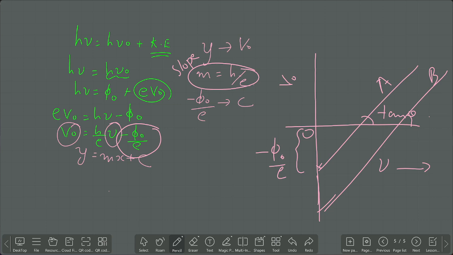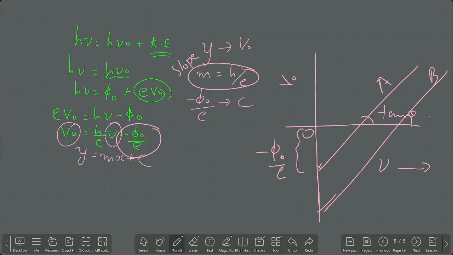Another thing, the intercept is this. Lot of questions: how to get phi 0 from the intercept, like that questions are there. Then tan theta. That's all. Now you understood how the graph comes. Is it clear? This graph can be asked for a single material or multiple materials. Based on the question, you understand. And the slope is always h by e, and the intercept is phi 0 by e.